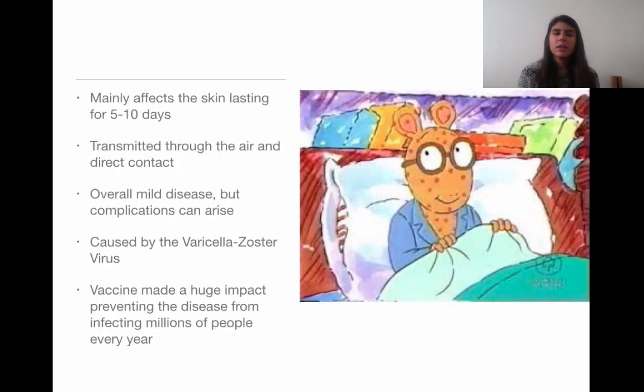So in conclusion, the chickenpox disease mainly affects the skin. The signs are very well known, and they can last from 5 to 10 days. And also it is a very contagious disease that can be transferred through the air and direct contact, which makes it very common and easy to get. Overall, it's mild, but complications can arise, and death has been known to occur from this disease. It's caused by the varicella zoster virus, and also the vaccine has prevented millions of cases of this disease every year, and it has made a huge impact in preventing chickenpox from occurring here in the United States.